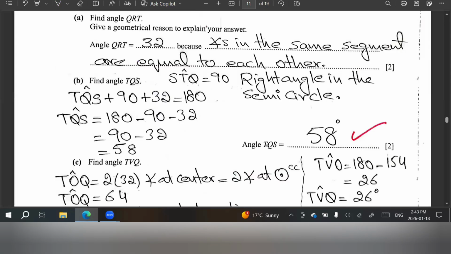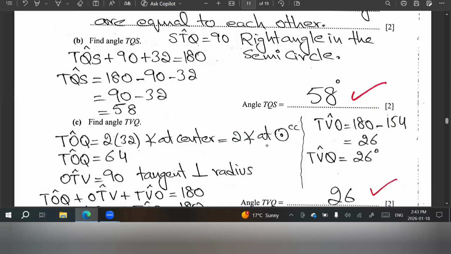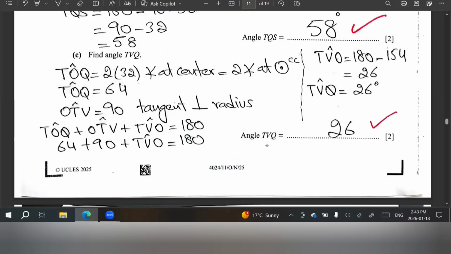So the TOQ will be equal to 2 times 32, that is, the angle at the center is 2 times the angle at the circumference. So the TOQ will become 64. The OTV is equal to 90 because the tangent is perpendicular to the radius. Then you add up the three angles, TOQ plus OTV plus TVO equals 180 degrees. This is 64 plus 90 plus TVO equals 180. So the TVO angle will be equal to 180 minus 154, that's 26. So the TVO and the TVQ both have the same angle. So that is 26. This is my answer.